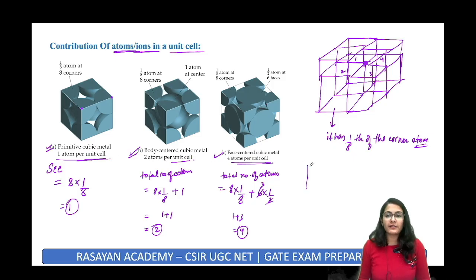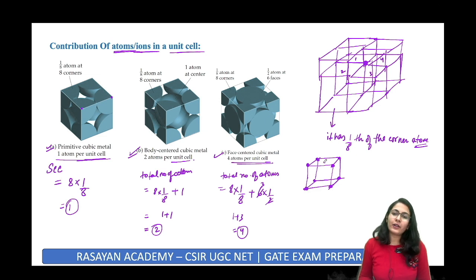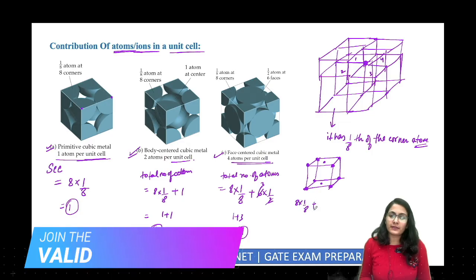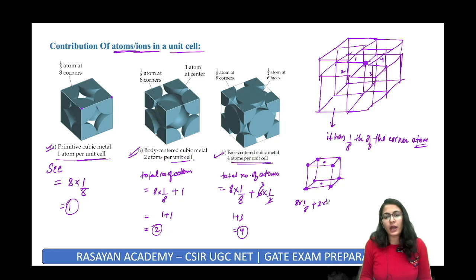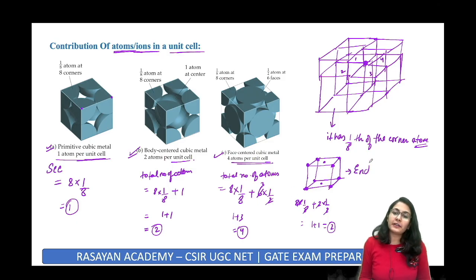If you want to talk about the end centered one, वो भी देख लेते हैं. Alright, these are no more just points, these are atoms. Okay. So yes, like this. So on the opposite two ends. So 8 into 1/8 plus कितना होगा? 2 faces है, तो 2 into half. So 2 into half is going to give you 1 again. So this is going to be 1 plus 1, 2. This is same as BCC, but the arrangement is different. What is this? End centered.